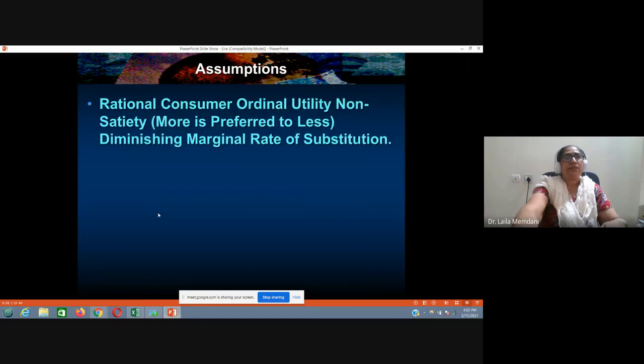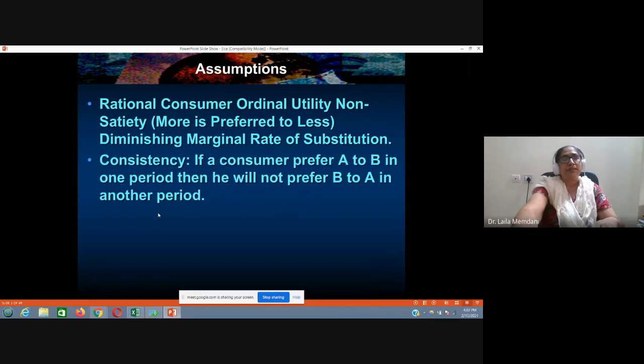The first one, rational consumer. So we have ordinal utility and it is non-satiety. That is, there is diminishing marginal rate of substitution. We will talk on this later, of course, with the table and the diagram.